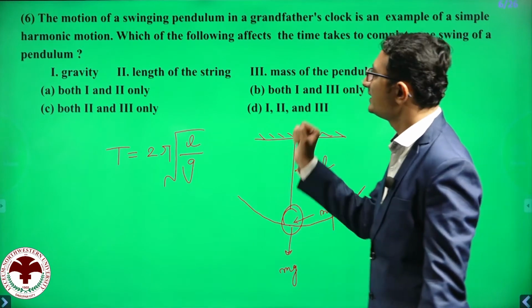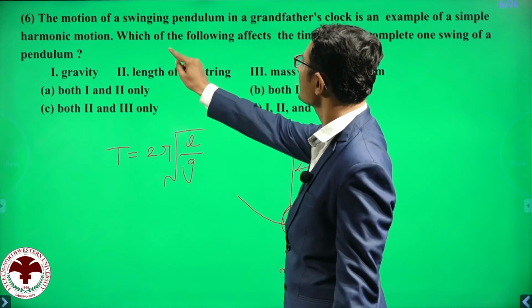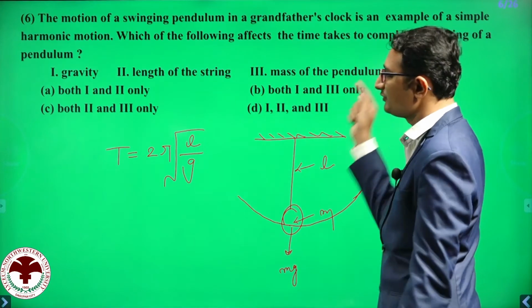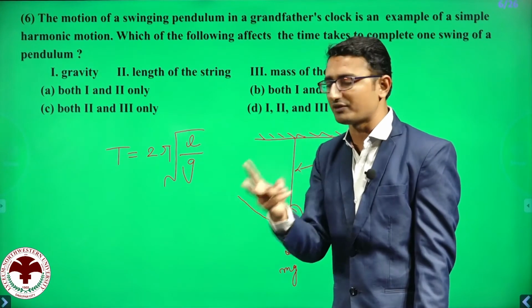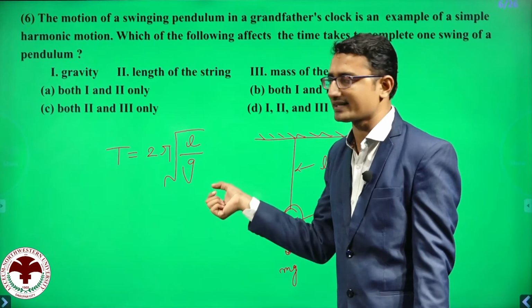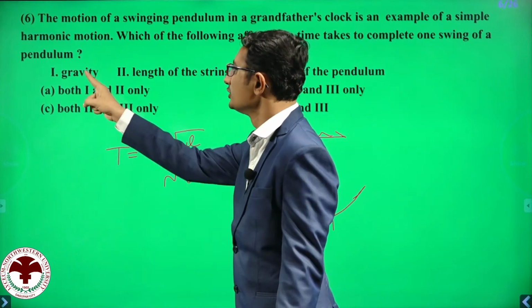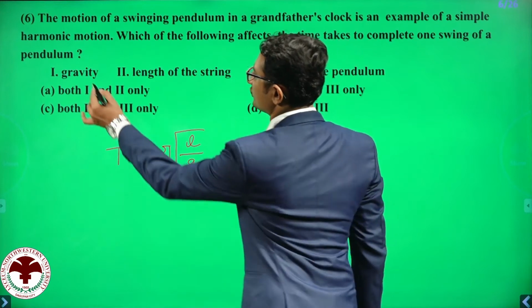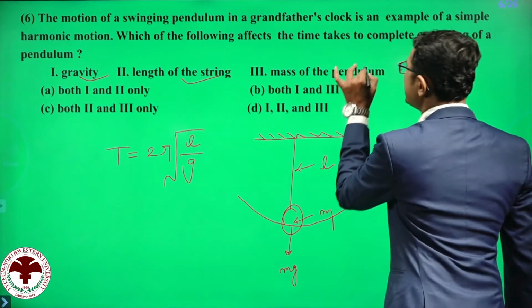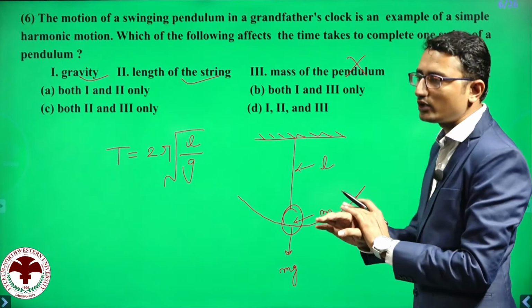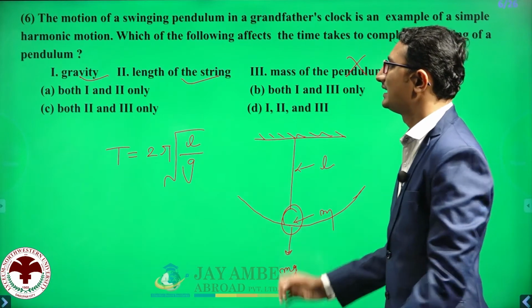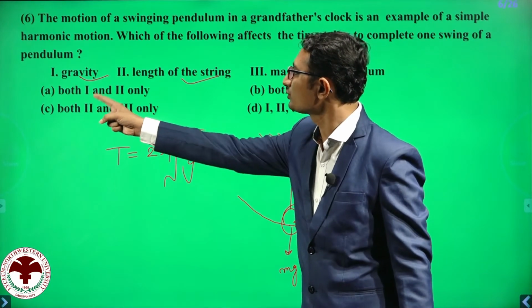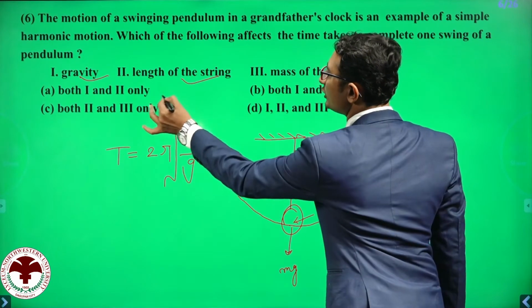So in this question, what they want to ask is which of the following affects the time. Two things will affect the time: the length of the string and the gravitational acceleration. The mass of the pendulum will not affect the time period, and that is why the right answer should be both 1 and 2 only.